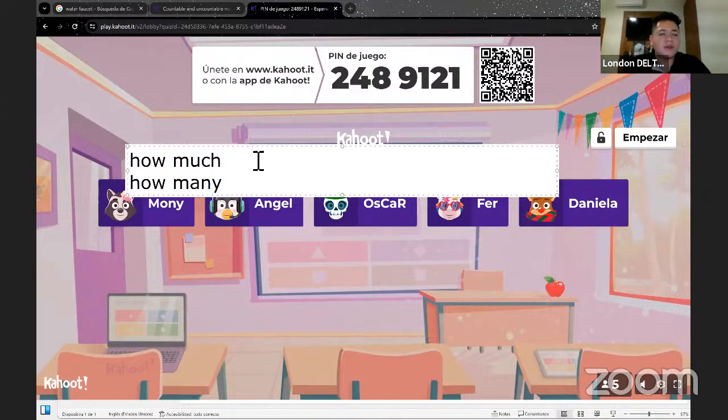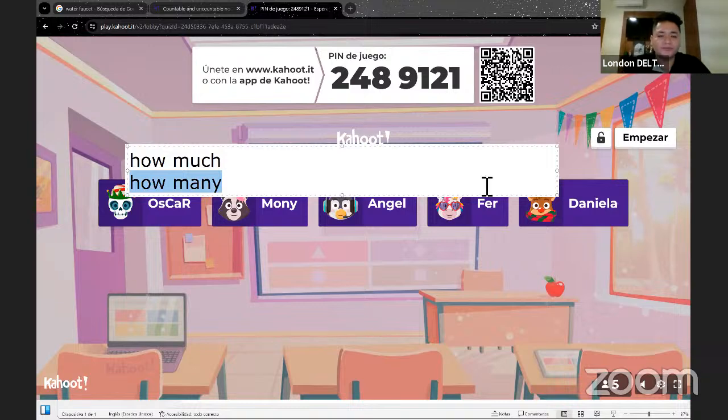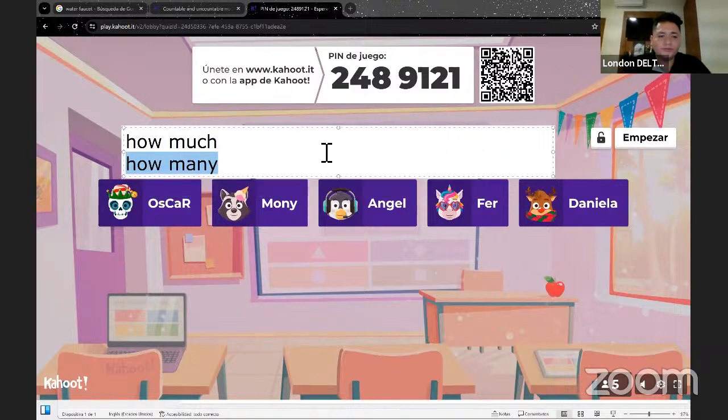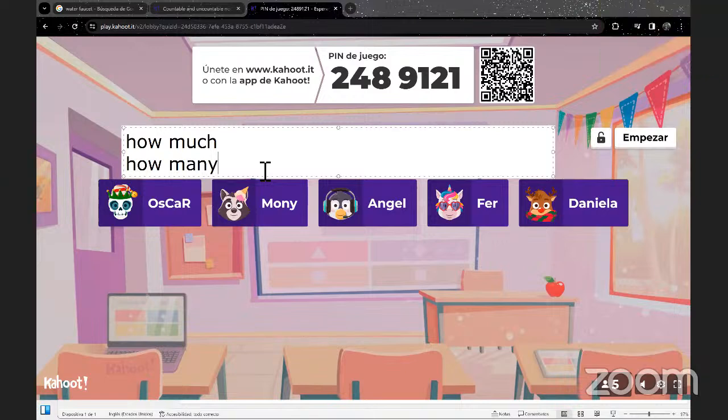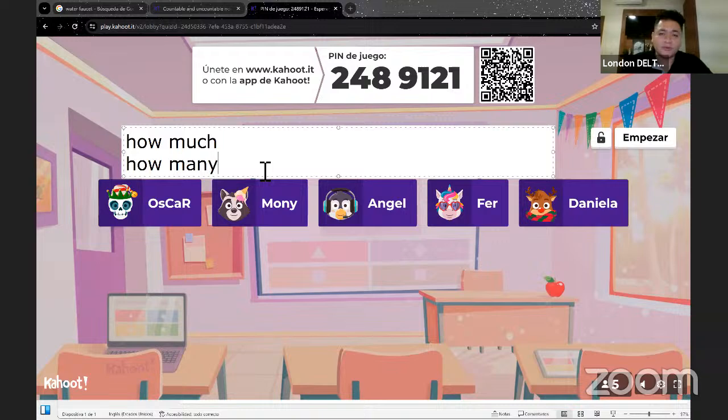Do you remember what is the meaning of these two expressions? ¿Qué quiere decir how much? ¿Qué quiere decir how many? Fernanda, what is the meaning of how much and how many? ¿Cuánto? ¿Cuántos? Exactly. So how much is uncountable? How many is countable? Good.